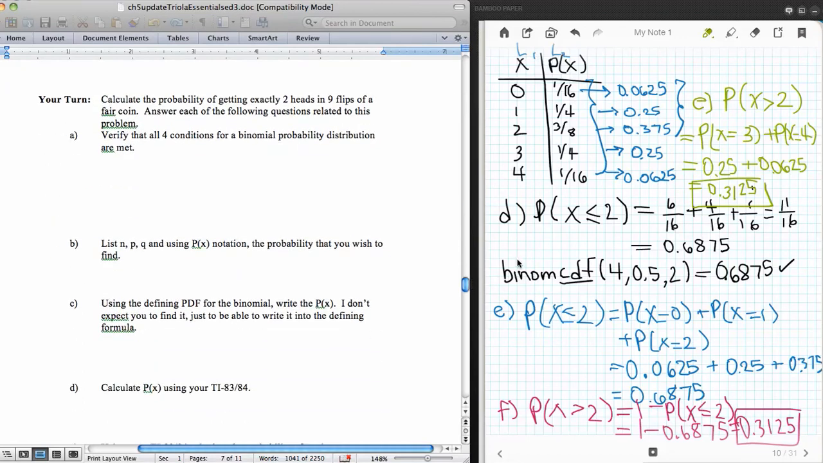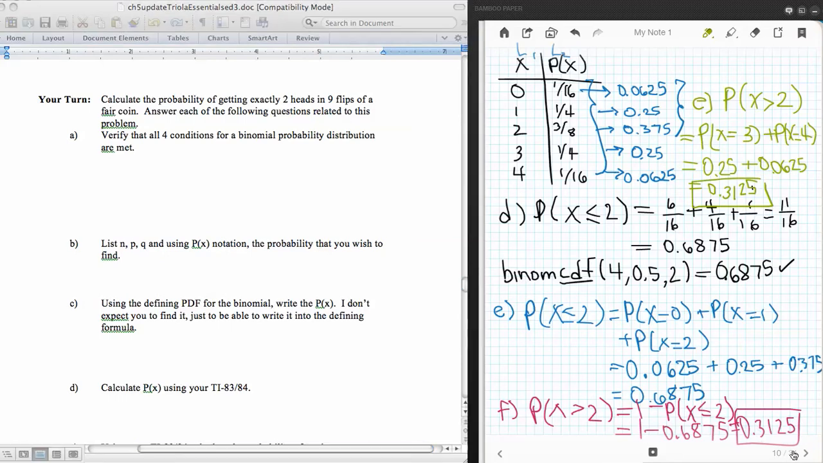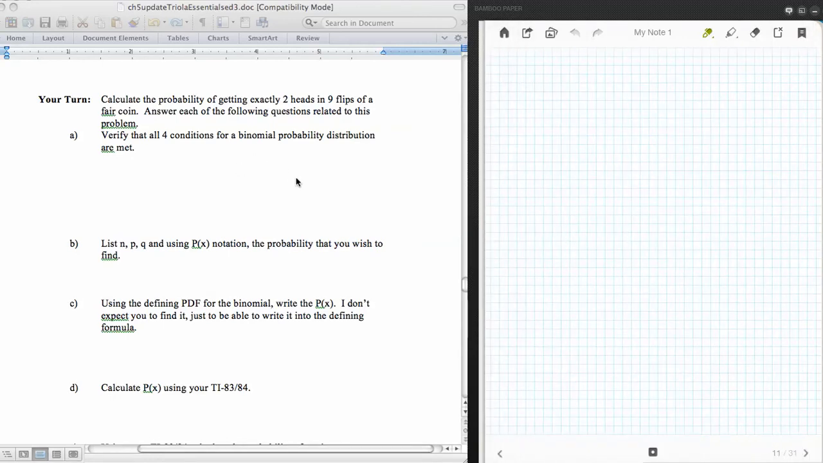We're going to let you have a turn. You're going to calculate the probability of getting exactly 2 heads in 9 flips of a fair coin, and answer each of the following questions related to this. What I would recommend is that you turn off the video and come up with your probability distribution function, make sure you can do it with your calculator as well, work all aspects of this problem, and then turn the video back on and listen to the solution.